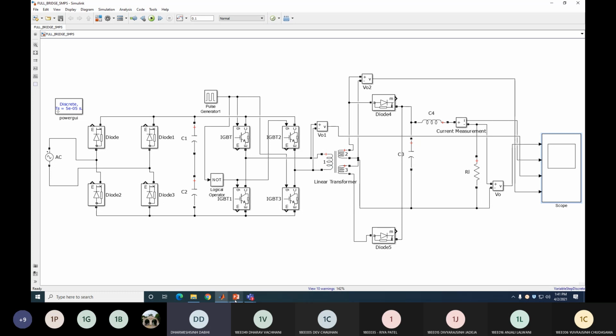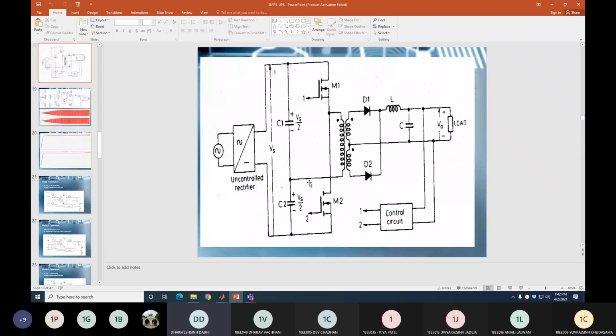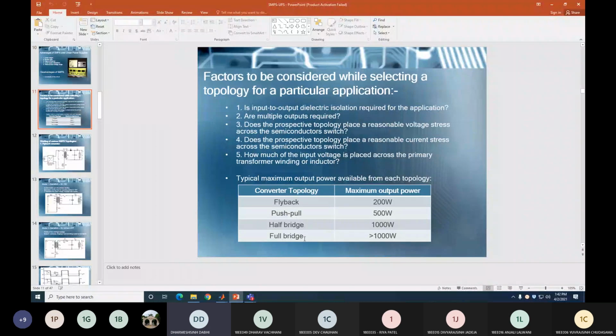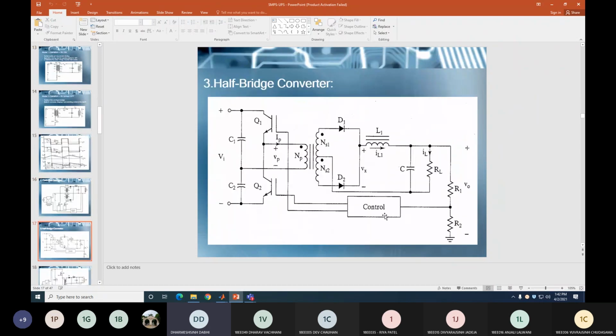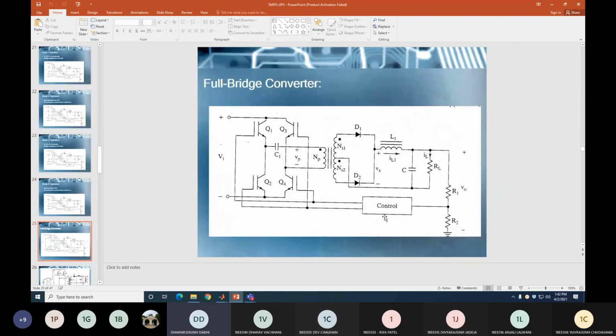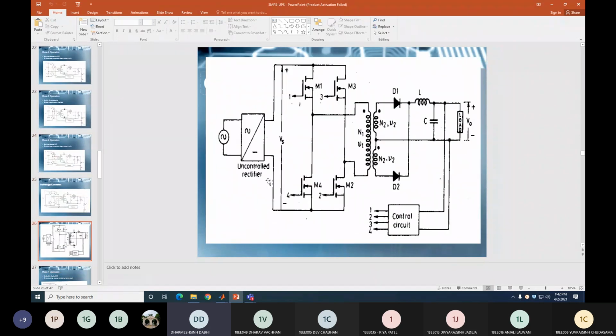So out of all these configurations that we have discussed today, first is flyback, then push-pull, and third is half-bridge and full-bridge. Out of all these four SMPS, in the full-bridge configuration a very low amount of voltage and current stress happens across the switch. So generally, in most applications, we prefer to use this full-bridge SMPS. So this is today's simulation about half-bridge and full-bridge SMPS.